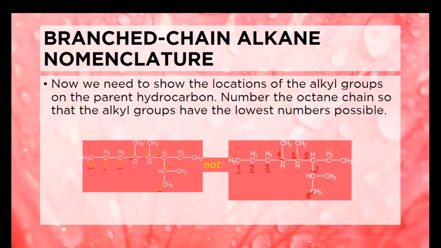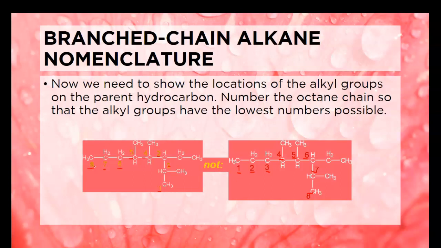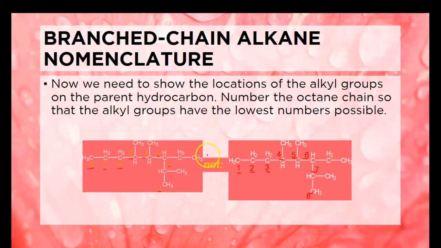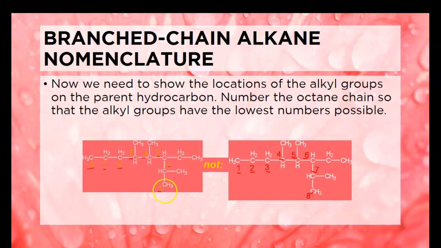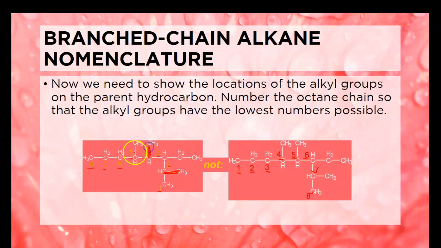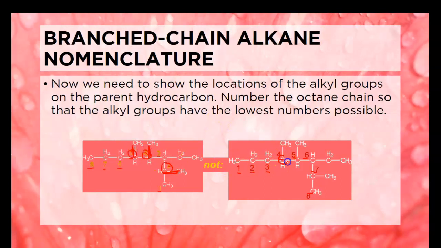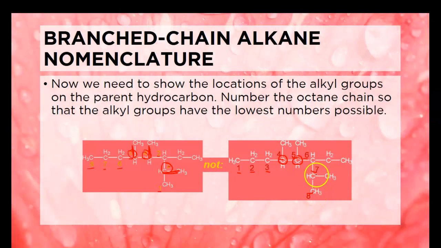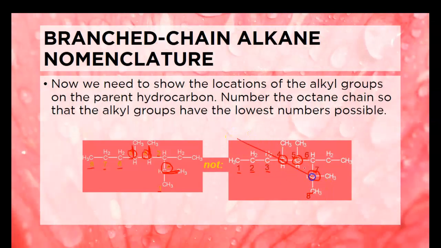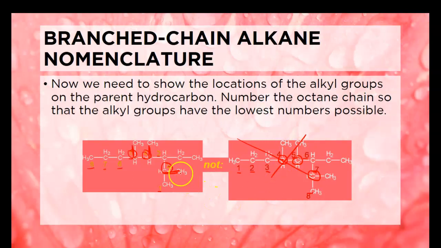So the reason I chose the way on the left is because it gives the branches lower numbers. That's always the rule of thumb. Sometimes there's some gray area there, but what you're trying to do, since you know there's a branch here and a branch here, we have a branch at 2, 4, and 5. This way of numbering gives me a branch at 4, 5, and 7 carbons. And I'm numbering the carbons, by the way. I don't like having high number branches. I like having low number branches.